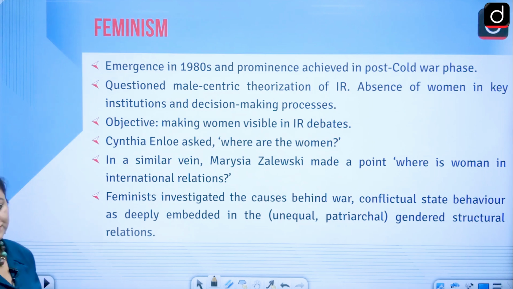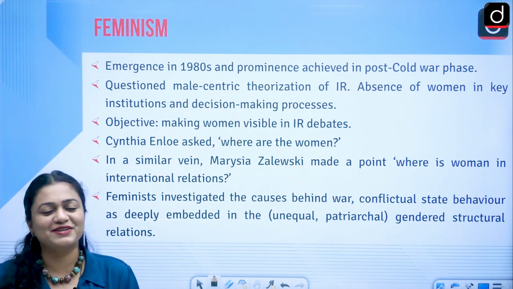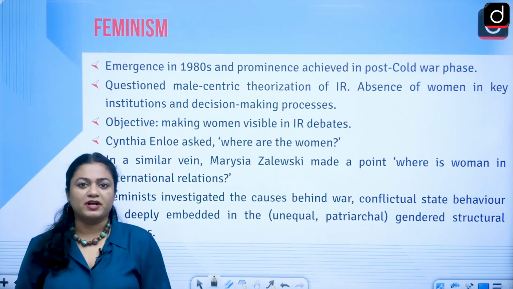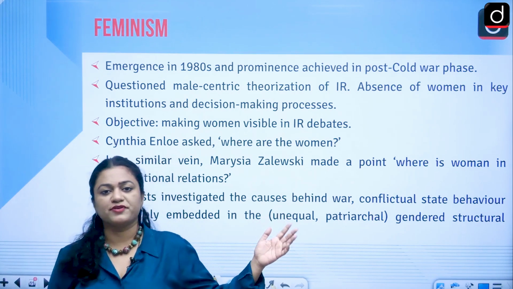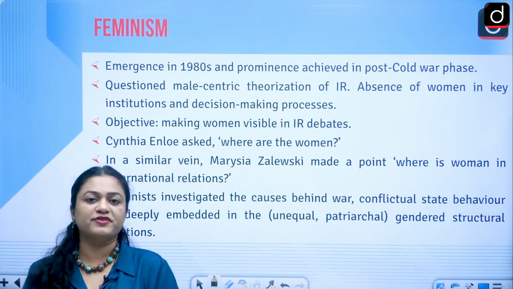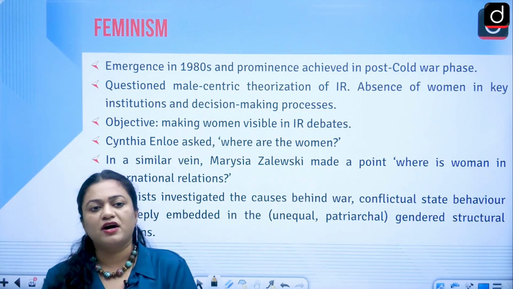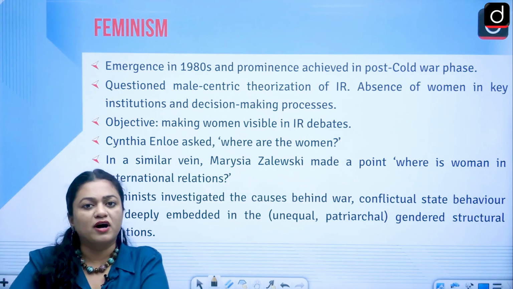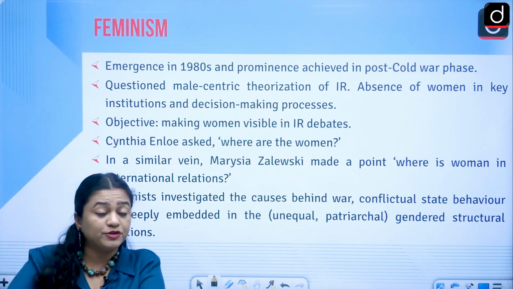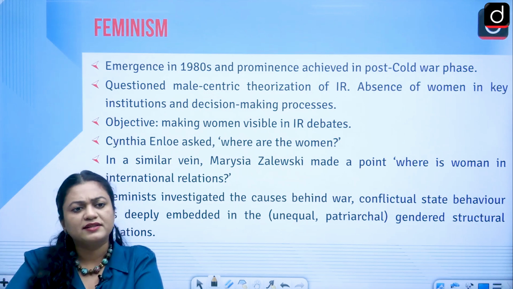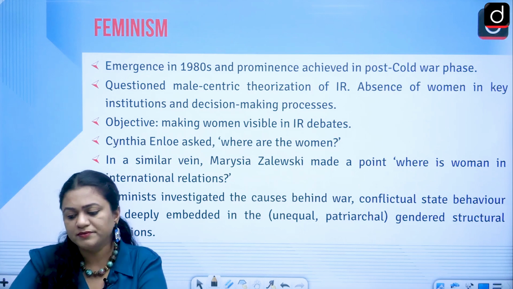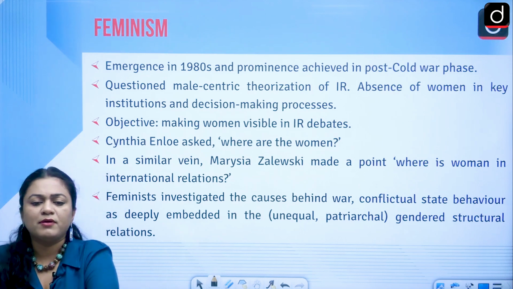Now we come to feminism in international relations. As we know, feminism is not a new phenomenon. The theory emerged immediately after the French Revolution in France. Then we have very famous feminist theories from France, then from the UK, USA, etc. Then we have a new form of theory also, the post-colonial theories.